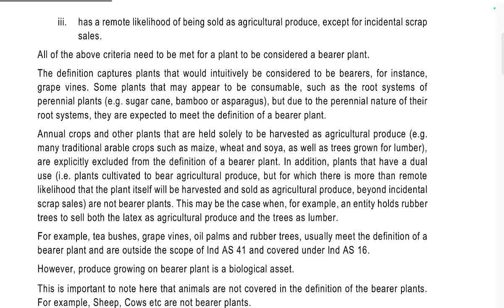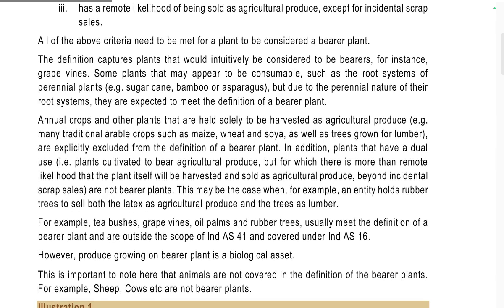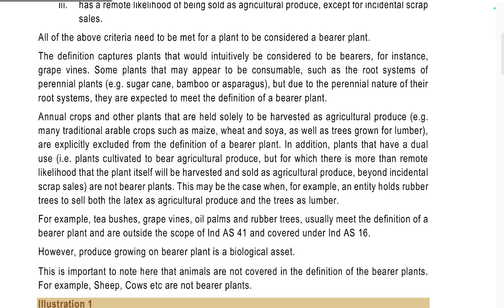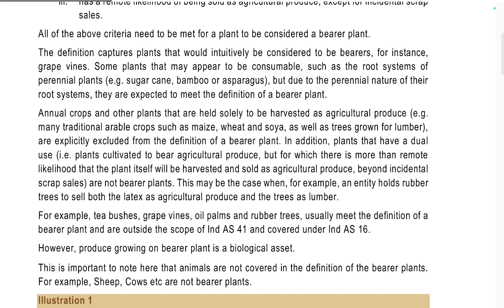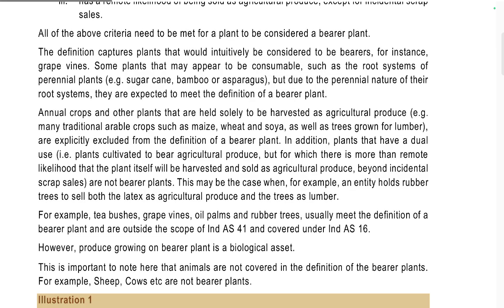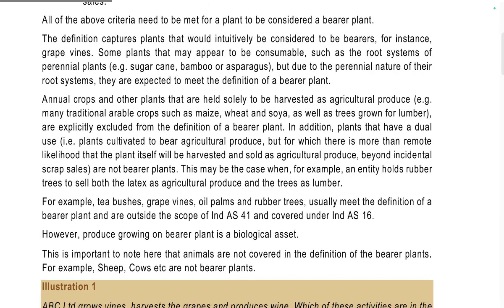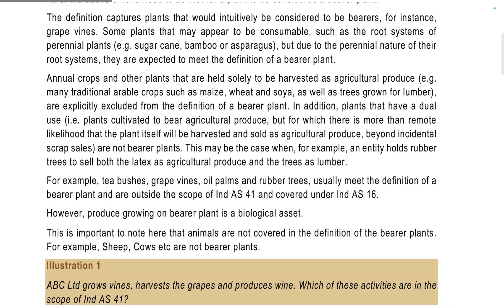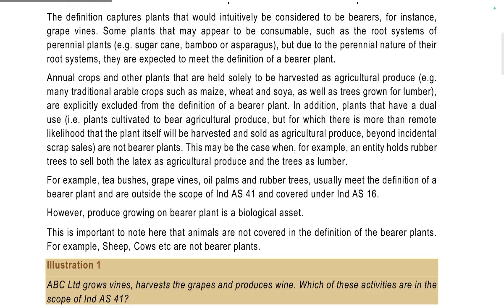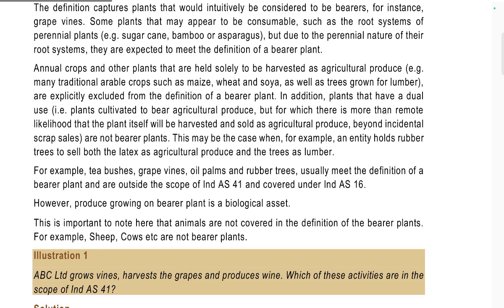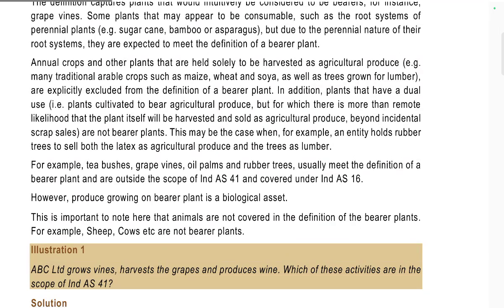The definition of a bearer plant would be satisfied, for instance, by grape vines. Some plants may appear to be consumable, but some are root systems and perennial plants like sugarcane, bamboo, and asparagus. Due to the perennial nature of their root systems, they are considered to meet the definition of bearer plants. Annual crops and plants that are grown to be harvested as agricultural produce, for example traditional arable crops like maize, wheat, and soya, are not bearer plants.